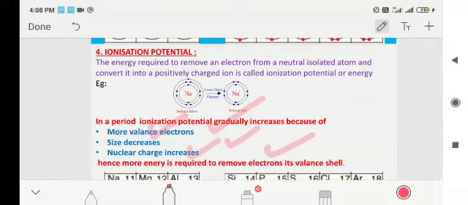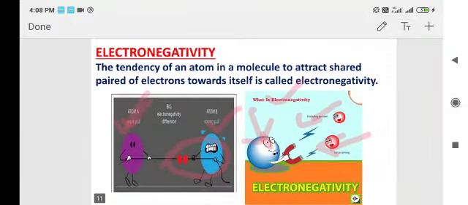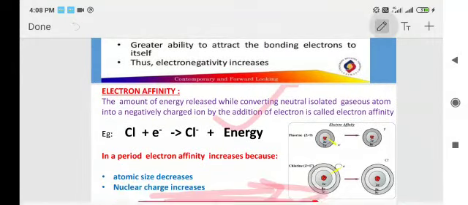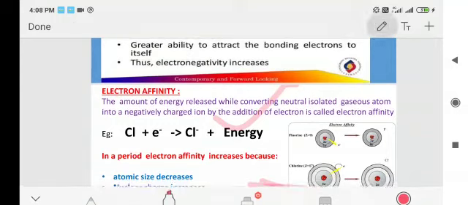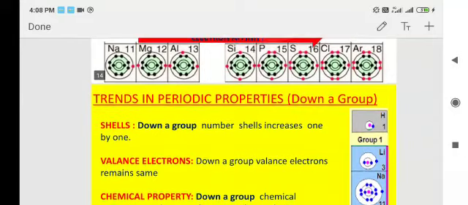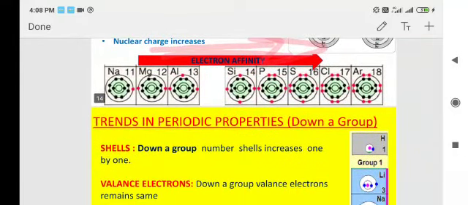The same reasons that are given for electronegativity, you can give for electronegativity as well as for electron affinity. The answer will be automatically correct, so you do not need to memorize the reasons separately. It will be easy for you. Okay, and that's all about the trends across a period.